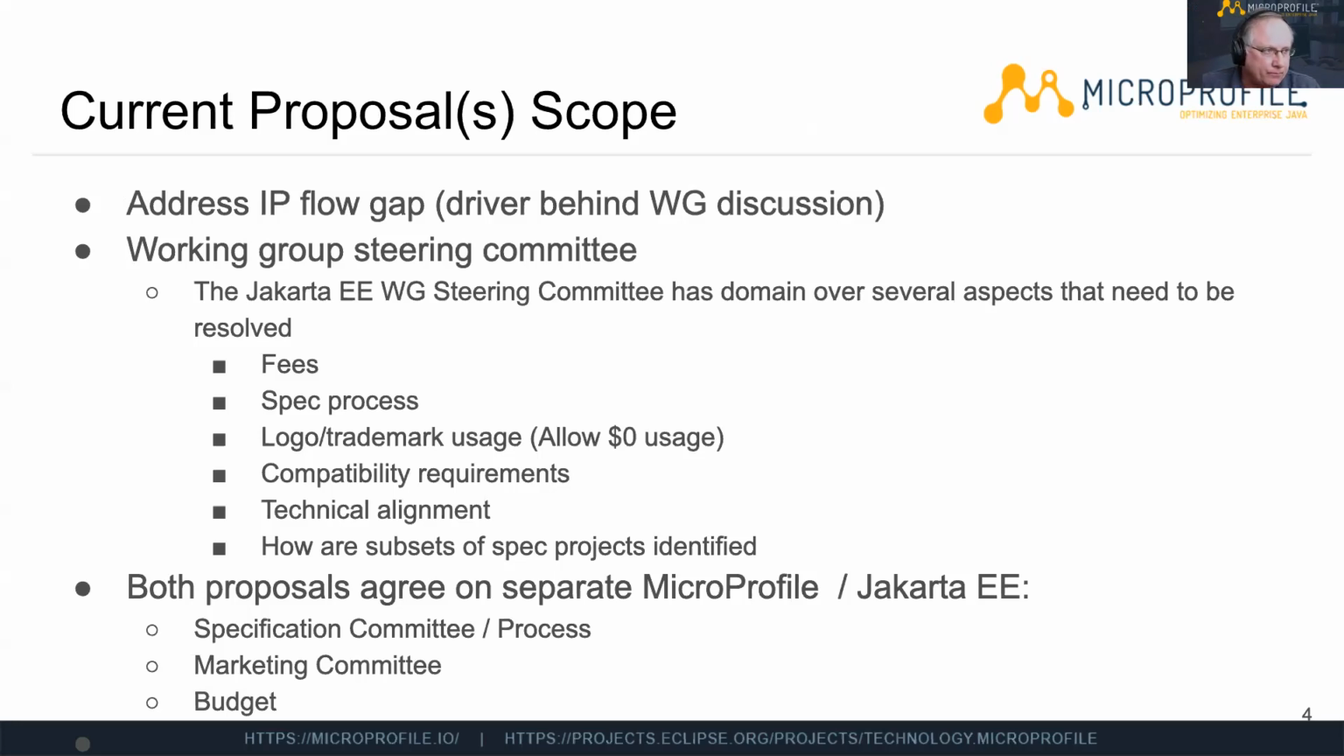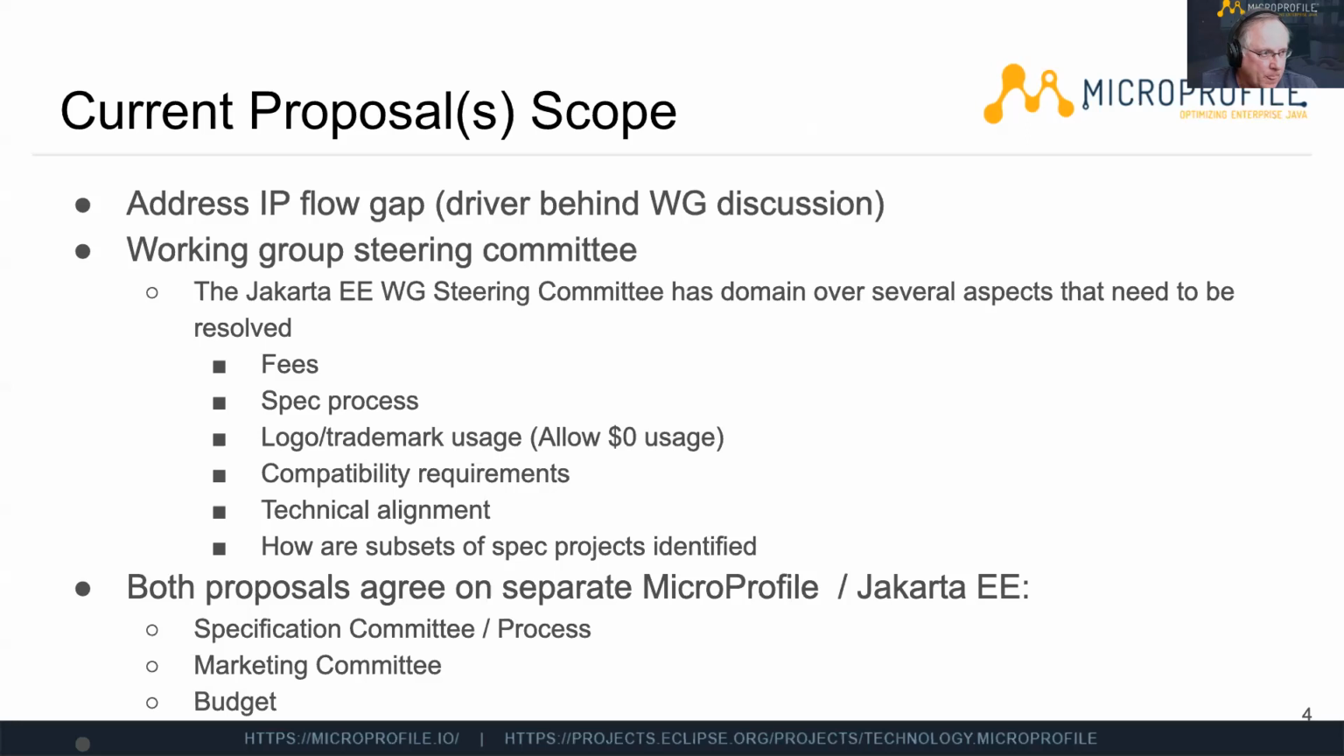So the current proposal scope, right? Starting out, what's the driver behind this entire working group discussion, right? Because we had been operating, as David mentioned, as a standalone Eclipse project for roughly 4 years, almost 4 years up to this point. So what's kind of changed? Well, what's changed is the introduction of Jakarta EE and the realization that we had some gaps in how IP flows through specifications, right? So we need to make sure that, as we define specifications, the IP flows from the originator of the idea and protects folks all the way through the spec members, through the implementers, and through the end users as well, right? So there are some gaps in the IP flow that were recognized during the transition of Java EE to Jakarta EE.